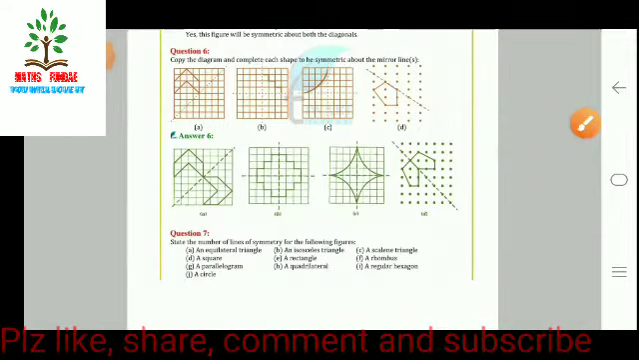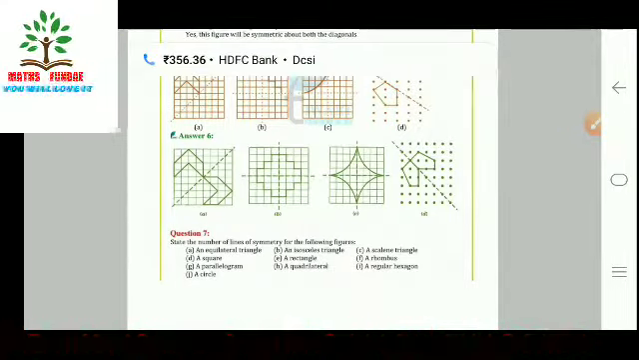So coming to the next, state the number of lines of symmetry for each of the following figures. Okay, for each of the following figures. So looking here.